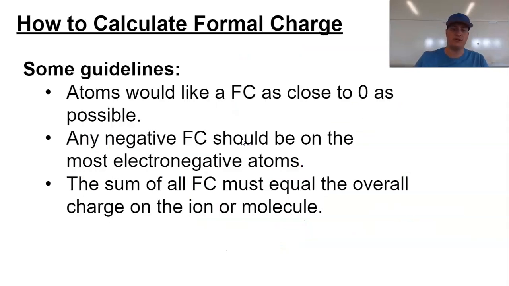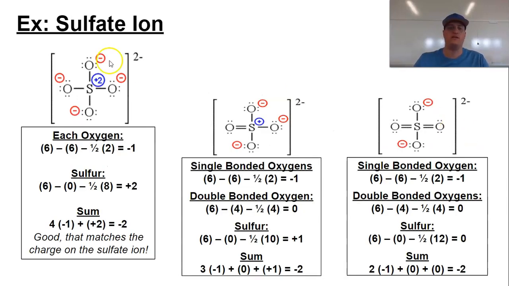I think I had the last part there. And the sum must be equal to the overall charge. So if there's no charge, overall formal charge needs to be 0. For the sulfate ion, it's -2. So let's take a look at some of these examples here.